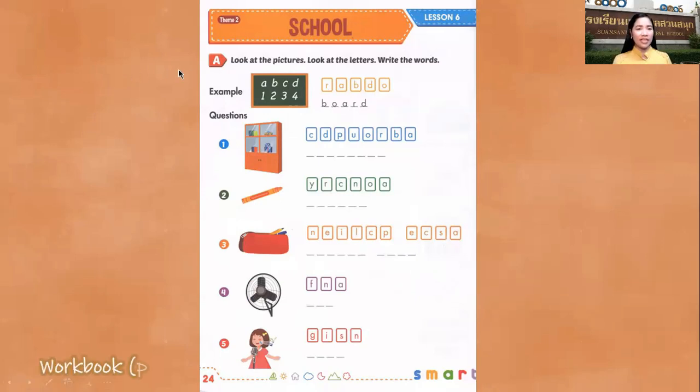Let's go to page 24 first. Letter A. Look at the pictures. Look at the letters. Write the words. Example, what is it? That's right, it's a board. But on the top, the letters are scrambled. So you are going to unscramble to write the correct word. Remember the spelling, okay? Because wrong spelling, wrong! All right, let's go now to number one. What is it? Number one to number five, do it yourself.